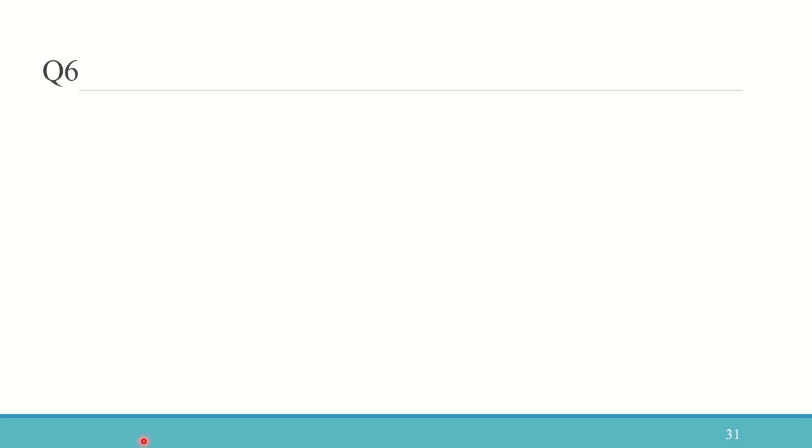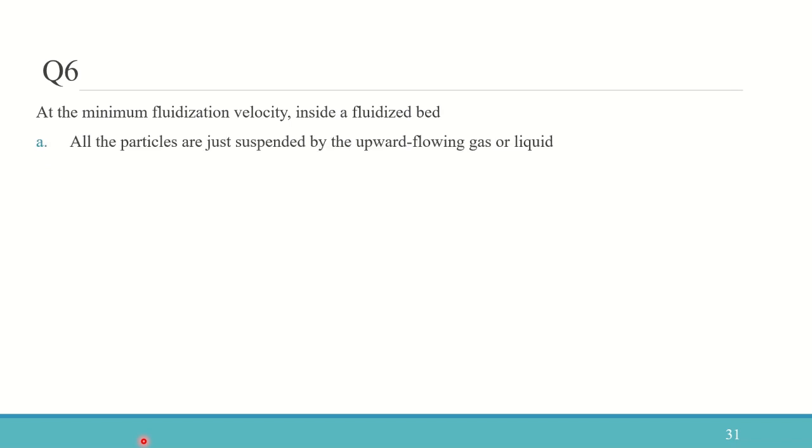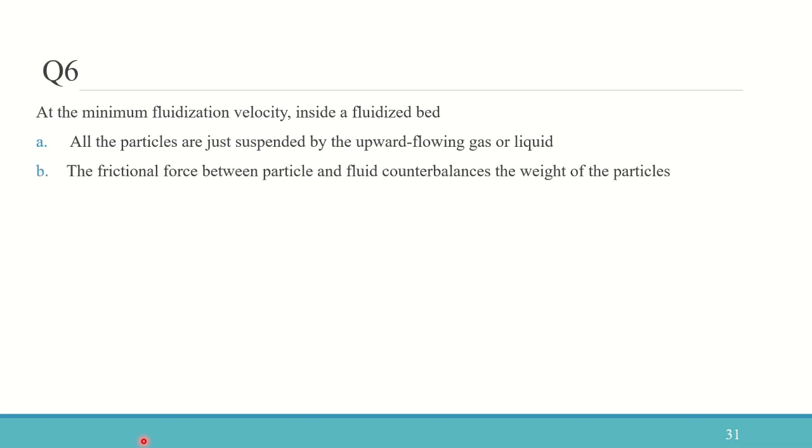And question 6 we will see. At the minimum fluidization velocity inside a fluidized bed, option A, all particles are suspended by upward flowing gas or liquid. Option B, frictional force between particle and the fluid counterbalances the weight of the particle. Option C, both A and B. Option D, none of the above. So what happens at minimum fluidization velocity?